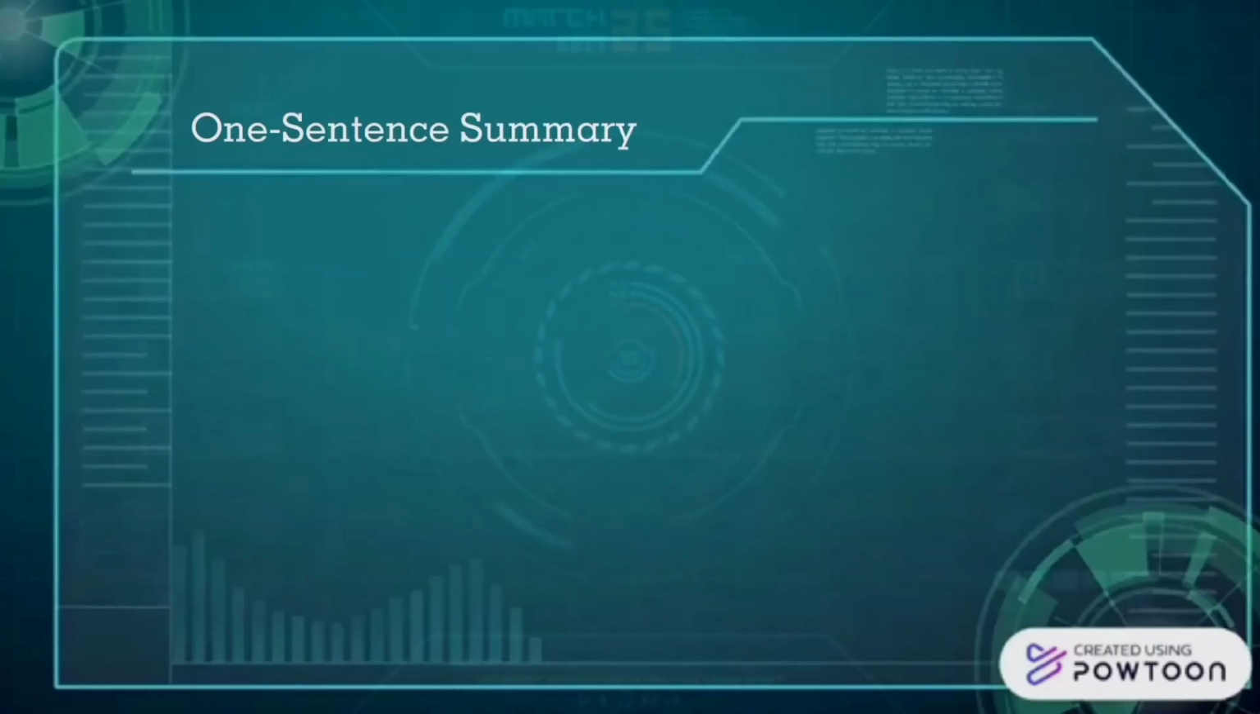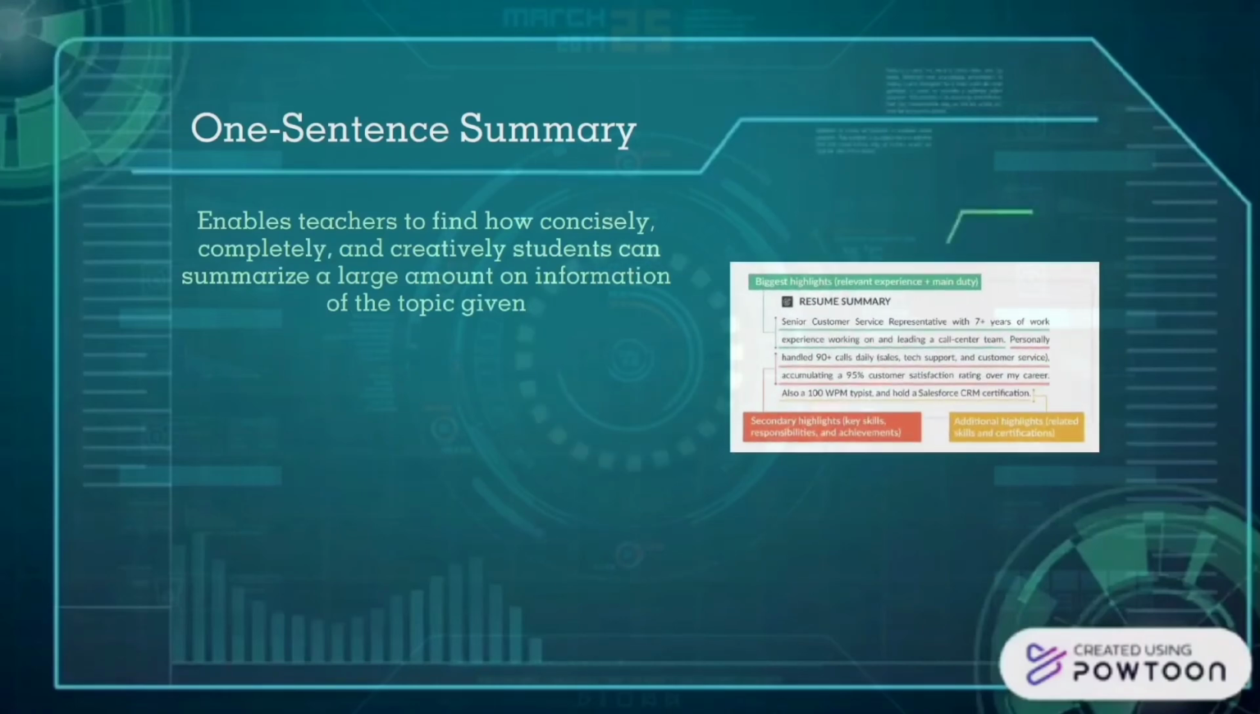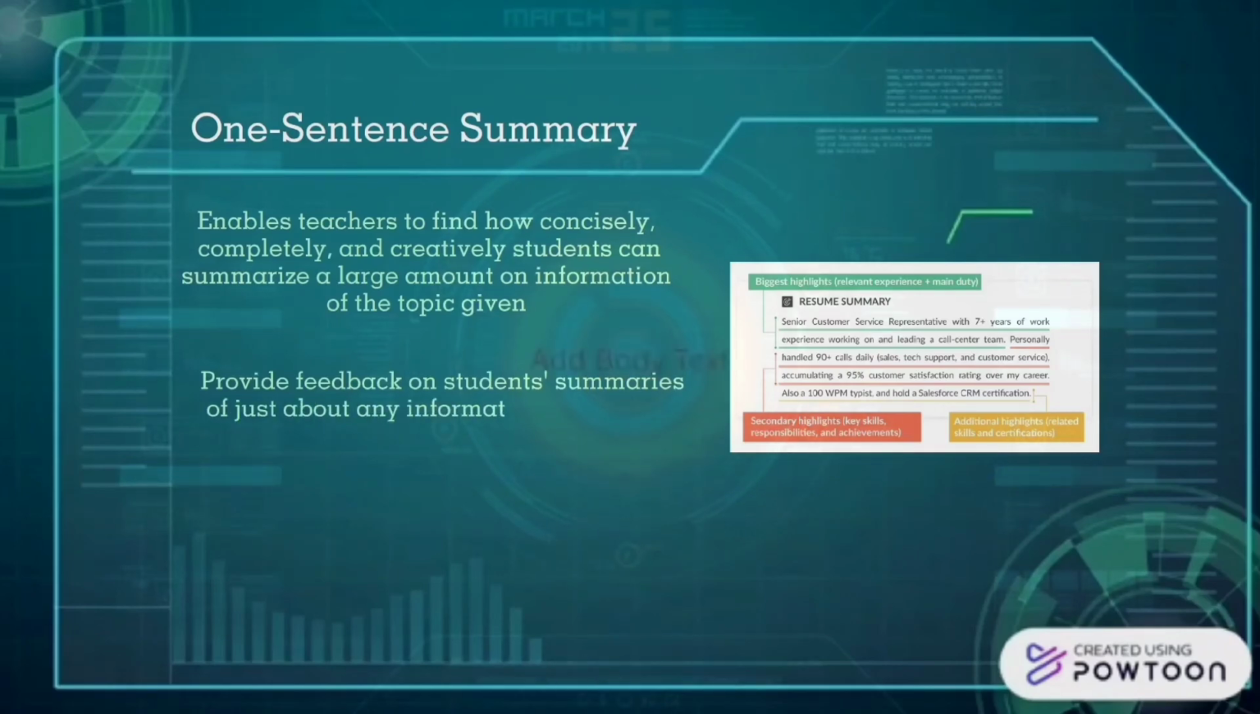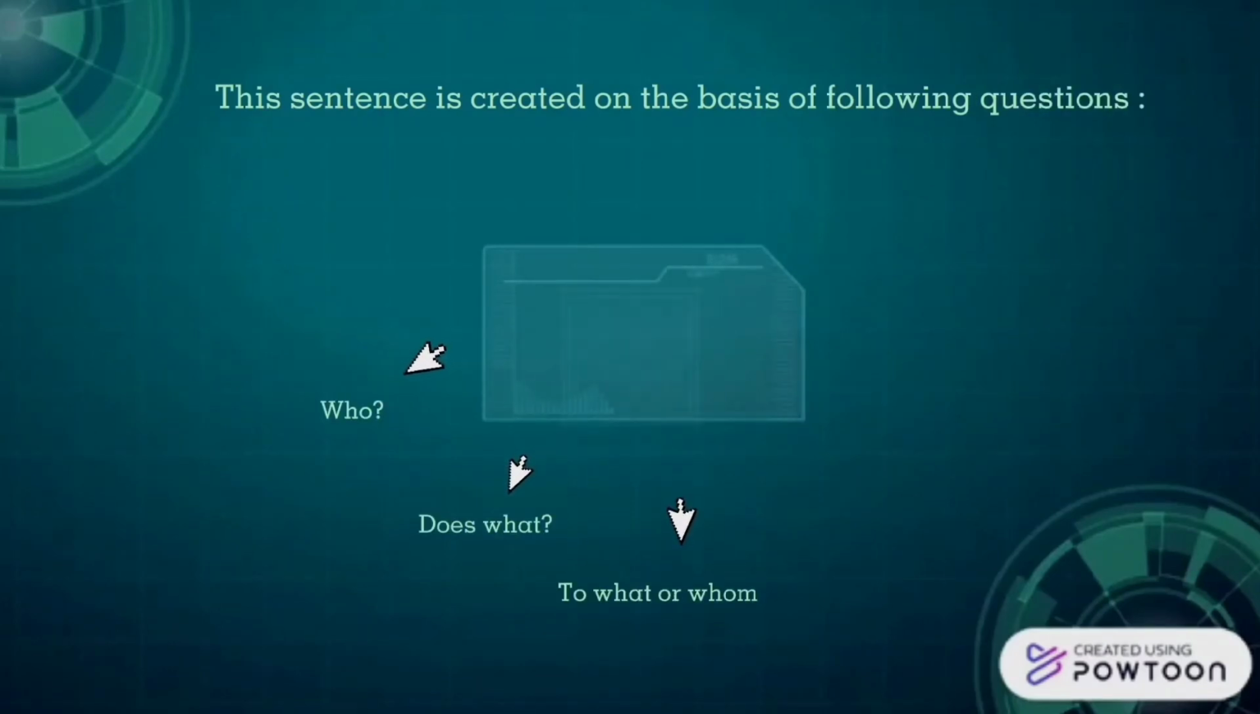Next, 1-sentence summary. It enables teachers to find how concisely, completely, and creatively students can summarize a large amount of information of the topic given. It also provides feedback on student summaries of just about any information that can be represented in declarative form. This sentence is created on the basis of the following questions: who, does what, to what or whom, when, where, why, and how.